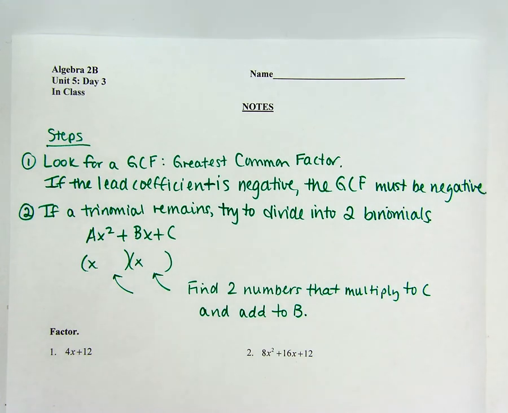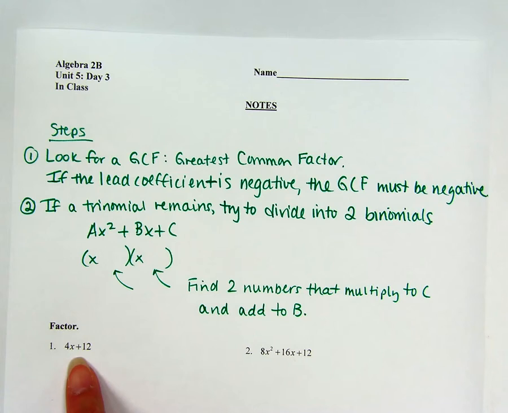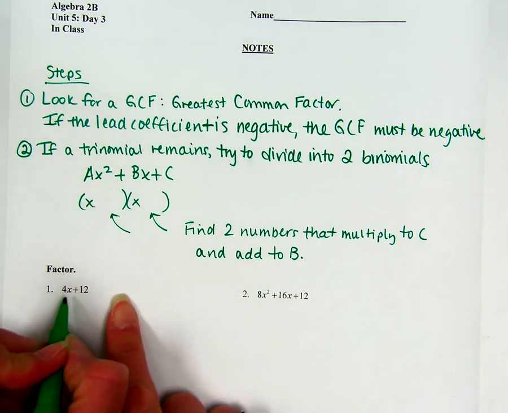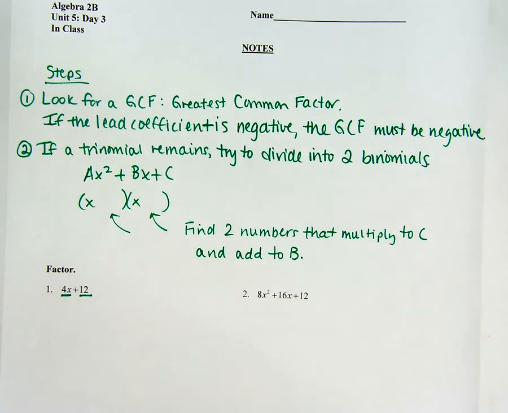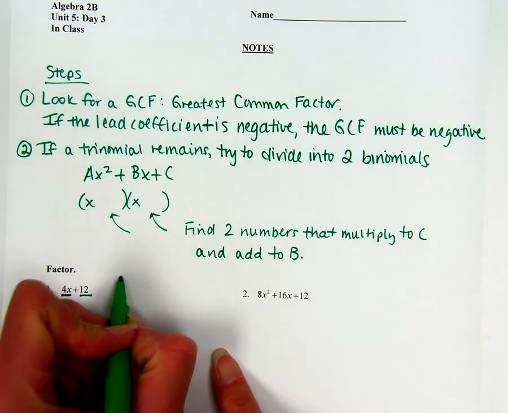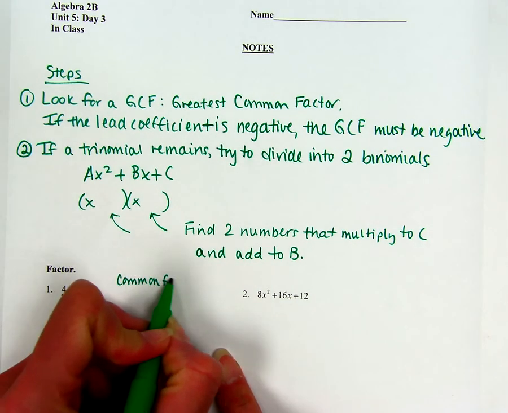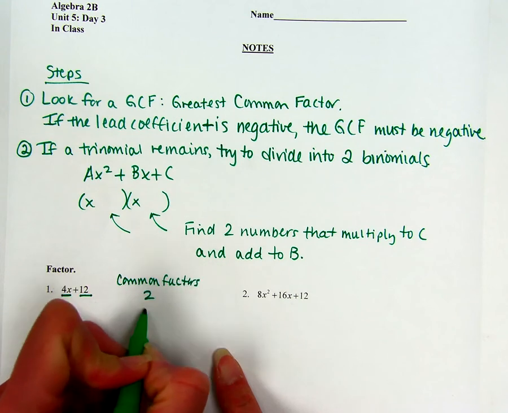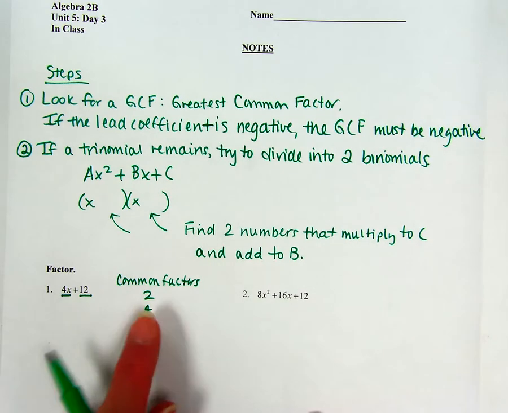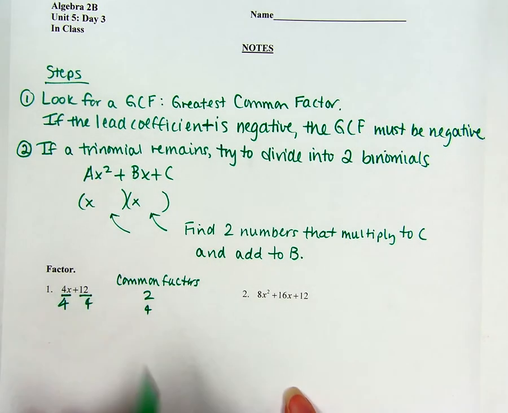So the first thing you're going to look for is a greatest common factor, which could either be a number, a variable, or both. So in problem number 1, it says 4x plus 12. We're going to see if we can divide both 4x and 12 by either the same number or by a variable. So you can divide them both by 2, or 4. But I want the greatest one, so since the word greatest means the largest, I want to divide them both by 4. Okay.